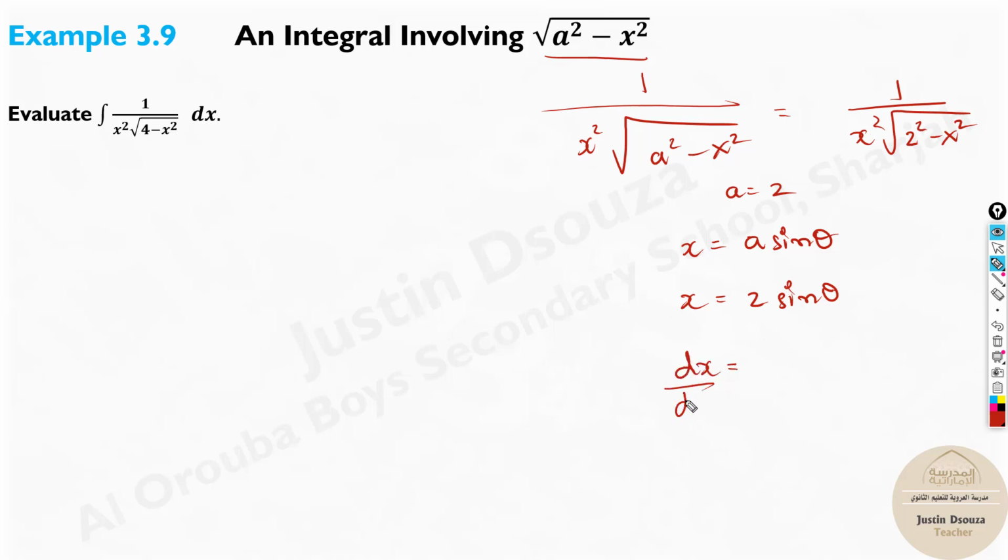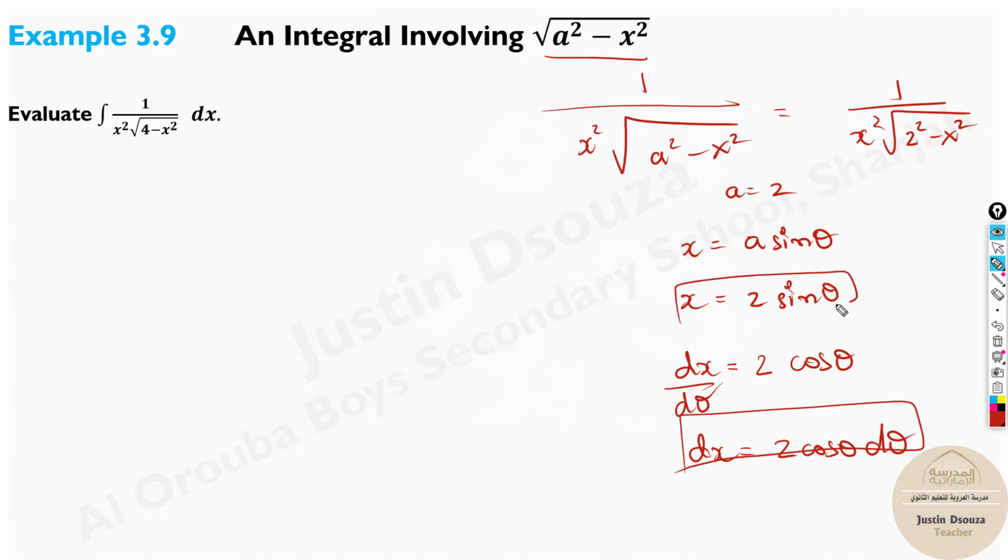dx would be dx with respect to theta, right? Because the right side is theta. It'll be 2, a constant. The differentiation of sine is cosine theta. That's it. Now let's take d theta to the other side because we want only dx. dx is equal to 2 cos theta d theta. Now we have dx and we have x.